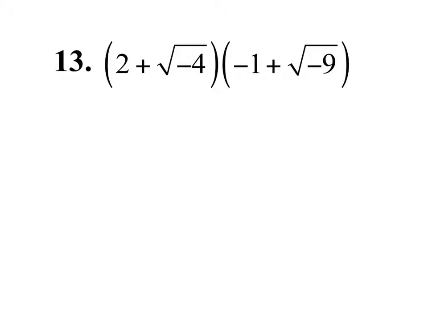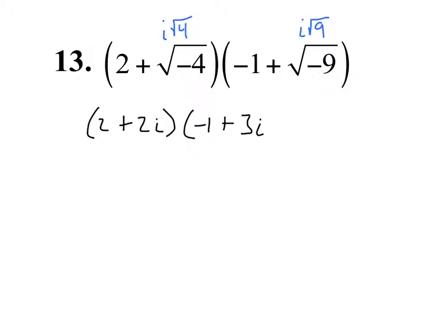So I see a couple of square roots that have negatives inside. So what do we do then? Pull an i out. Step 1, pull an i out. So we have i square root of 4. And again, the square root of negative 9, we have i square root of 9. You pull an i out. Okay? Well, what is the square root of 4? 2. So that means we have 2 plus 2i times negative 1 plus, and what's the square root of 9? 3. So we have 3i.